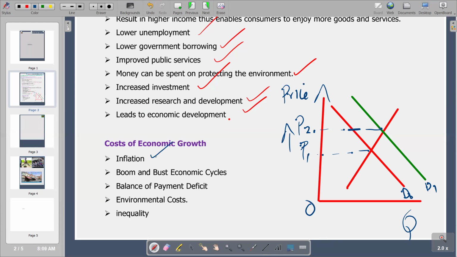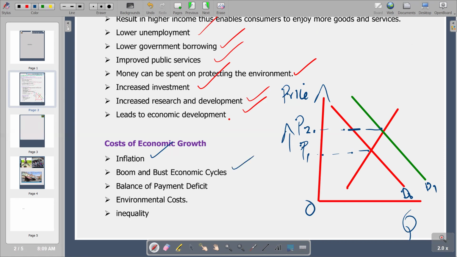So this is what we have for the first part. And the second part, we are going to see boom and bust economic cycles. We are saying if economic growth is unsustainable, then high inflationary growth may be followed by a recession. So that's the basic explanation that we can give in terms of boom and bust economic cycles.